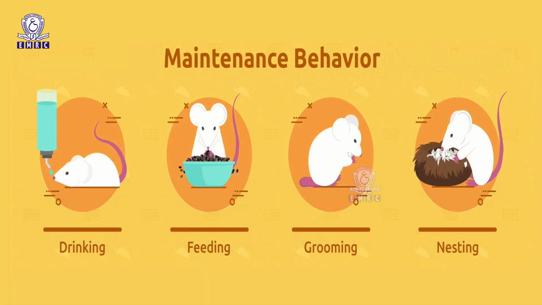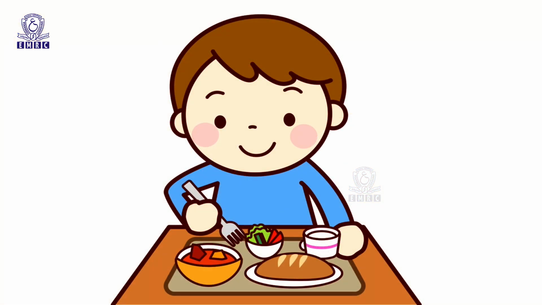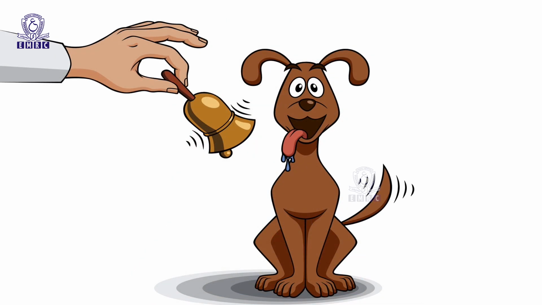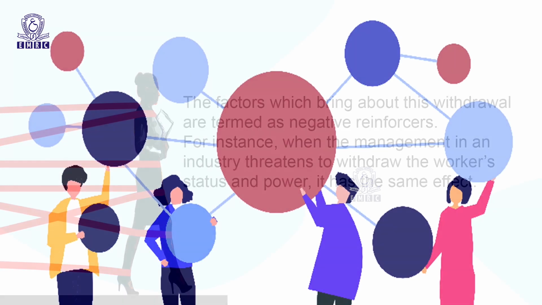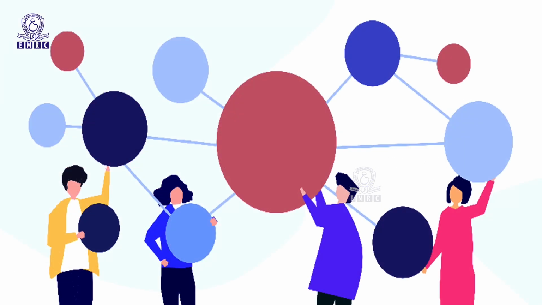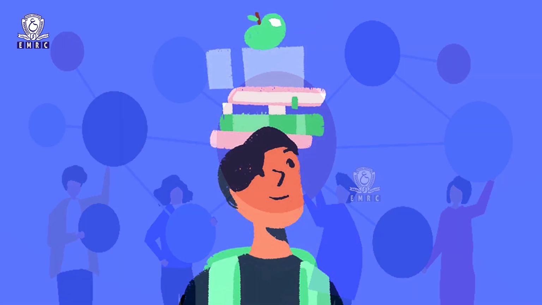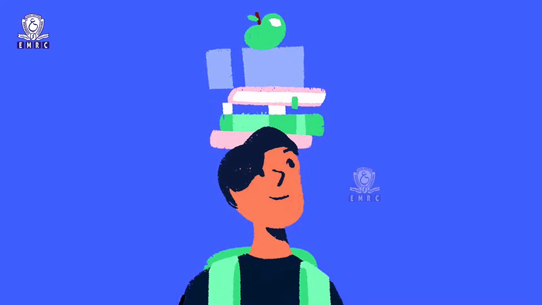There are procedurally two kinds of reinforcers, positive and negative. Positive reinforcers are those which support the maintenance of behavior, like food to a hungry person, or status, power, and money to a worker. They often lead to maintenance of a particular response or behavior. The factors which bring about this withdrawal are termed negative reinforcers. For instance, when the management in an industry threatens to withdraw the worker's status and power, it has the same effect. Thus, maintenance of the behavior is the same, simply because the worker does not want to lose them.